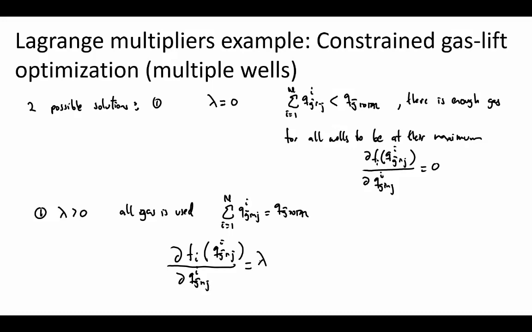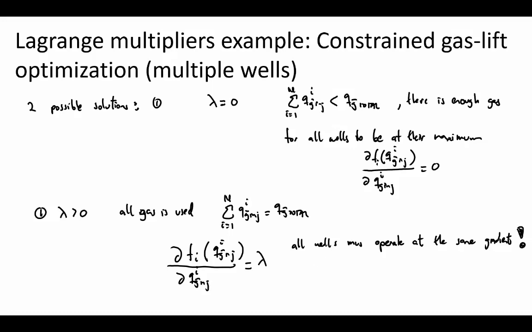Okay, all wells must operate at the same gradient for it to be optimum, which is a very typical measure we take when doing gas lift optimization. If it's constrained, all wells have to be operating at the same slope. Okay, they have to be operating at the same gradient.